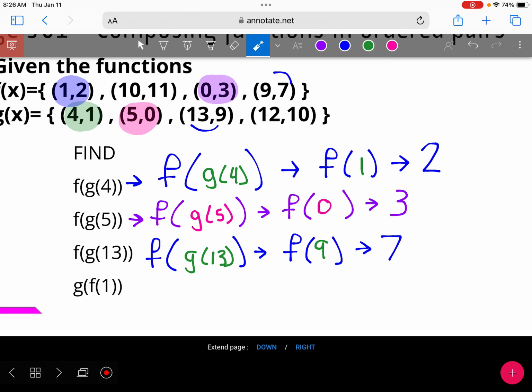Our last one is g of f of 1. So we're going to do g of f of 1. What is f of 1?